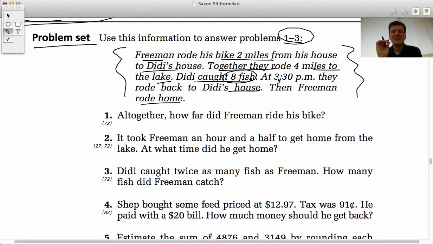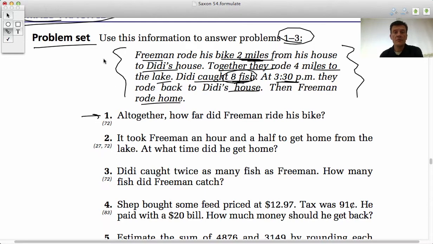So you have to be really analytical and careful and concentrate so that you know exactly what of that information you really need in order to answer whatever questions they're asking. So you'll notice here it talks about distance, it talks about number of fish, it talks about time. So make sure that you are zeroing in on the information that you need.